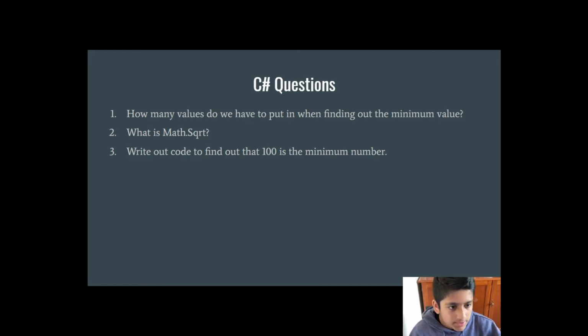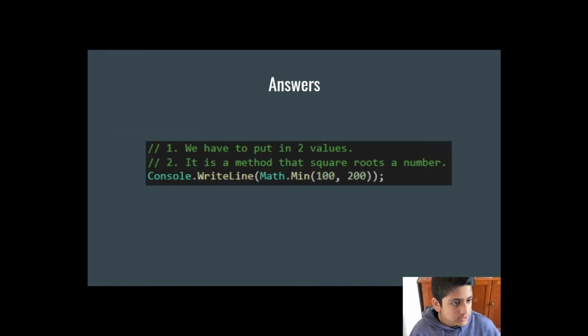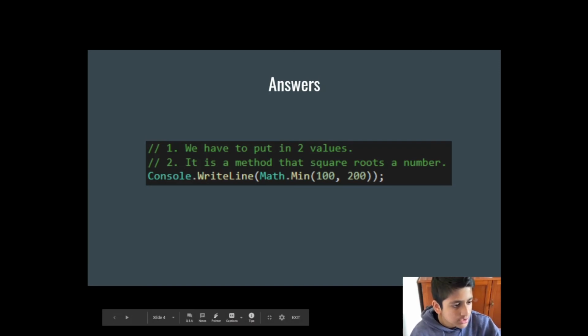So the answers: number 1, you have to put in 2 values. Number 2, it is a method that square roots a number. So yes, Math.Sqrt is square root. And the final one, Console.WriteLine, Math.Min, 100, 120. So right here, it will output that 100 will be the minimum number.